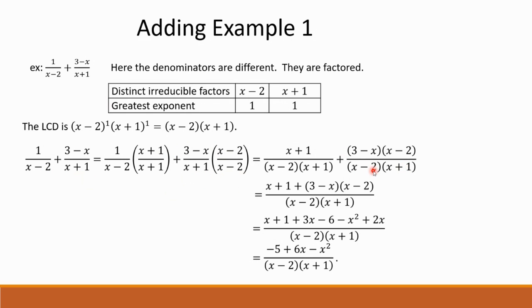Okay, now the denominators are the same, so now we can add. So we have x plus 1 plus this product. See? Like so. And here, actually, what I did was we FOILed, right? We have 3 times x, minus 3 times 2. Excuse me, 3 times negative 2, that's minus 6, minus x squared. Minus minus is plus. When we add these, we get this.